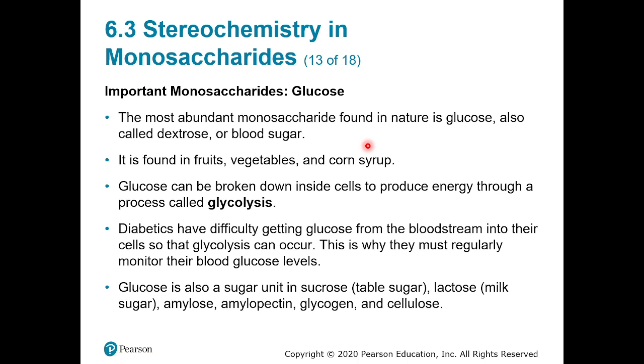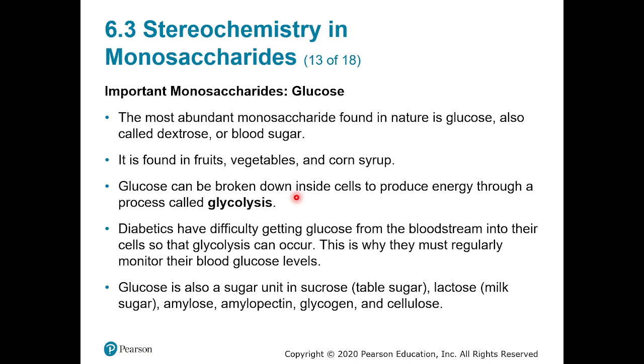Okay? It's going to be found in fruits, vegetables. It's also found in corn syrup. It's found in many, many, many places because glucose is the most common sugar used in nature. Not the most common sugar you can buy, though, by the way, if you're wondering. If you go to the store and grab table sugar, you may not actually get glucose.